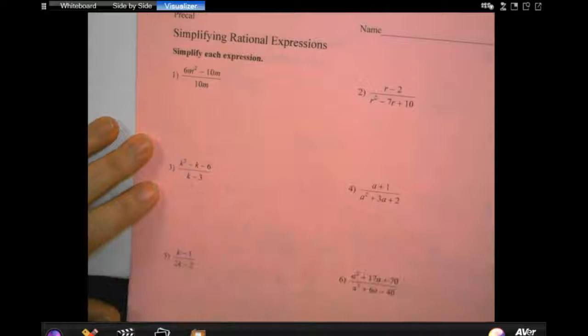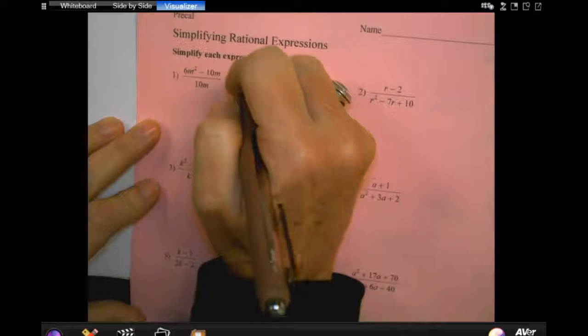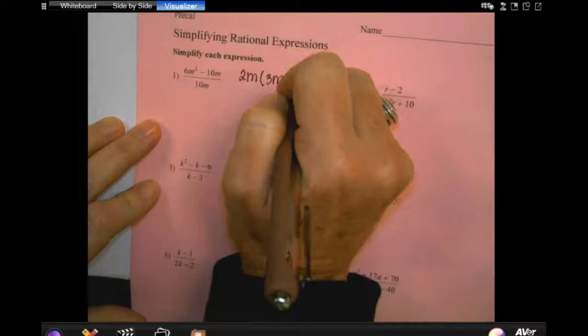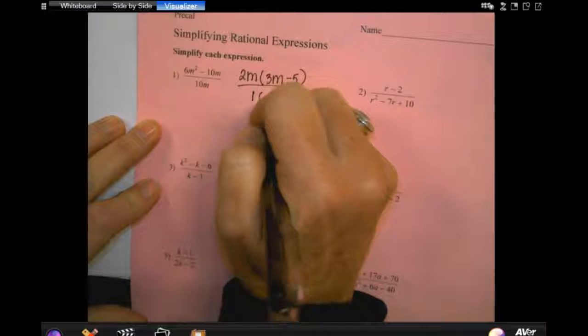Okay, I want to do one more on the assignment. So look at number 1. What do they have in common on top? 2 and what? 2m. So I get 3m minus 5. And on bottom I have 10m.